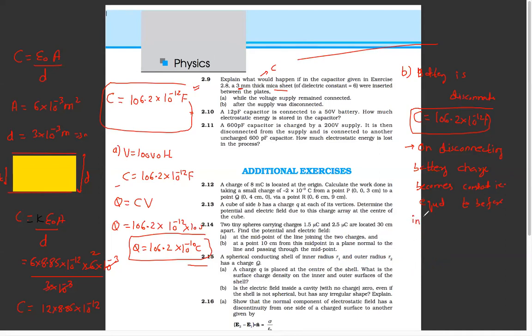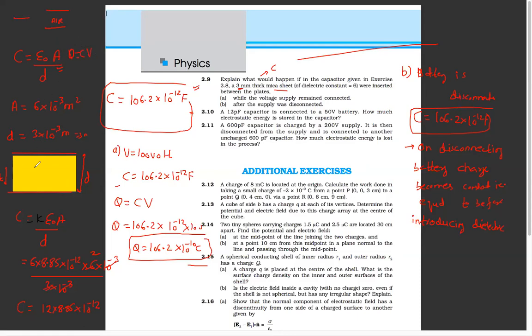Before introducing the dielectric, the capacitor had air in between the plates. Capacity was epsilon naught A by D. We have calculated charge using CV.